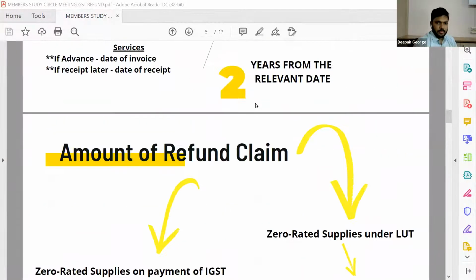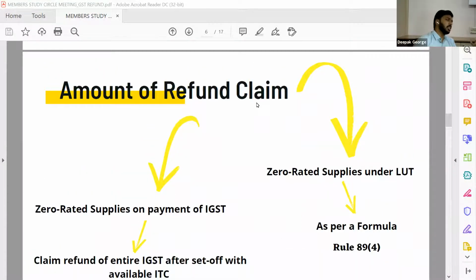Coming to the next one, the section, rather, the Rule 89 talks about how much should be the amount of refund claim. The section says that the taxpayer should claim refund as prescribed in Rule number 89, sub-rule so-and-so. So under Rule number 89, it gives you what should you claim as refund? What is the amount? So again, 2 categories. If you're paying IGST on zero rated supplies of goods and services, then nothing to think about. Whatever IGST that you pay, you get refund.